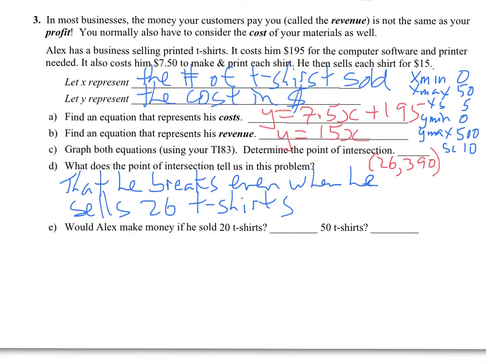So would Alex make money if he sold 20 shirts? No. Would he make money if he sold 50? Yes. So hopefully, if this was a summer job, he would have sold 26 t-shirts a couple of weeks into July, and he's got like a month and a half to make money. Buy himself that awesome hockey stick that's going to get him so many goals. All right, so that's the lesson.